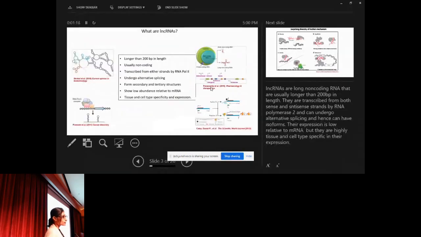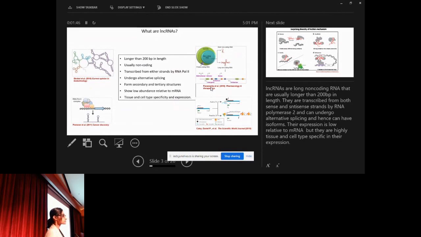A little bit about lncRNAs, which is also part of the title. For people who are listening to this for the first time, long non-coding RNAs or lncRNAs are usually RNAs that are 200 base pairs in length or more. They are non-coding, as the name suggests, and they are transcribed by RNA polymerase 2. That means that they can undergo alternative splicing, and they can form secondary and tertiary structures.